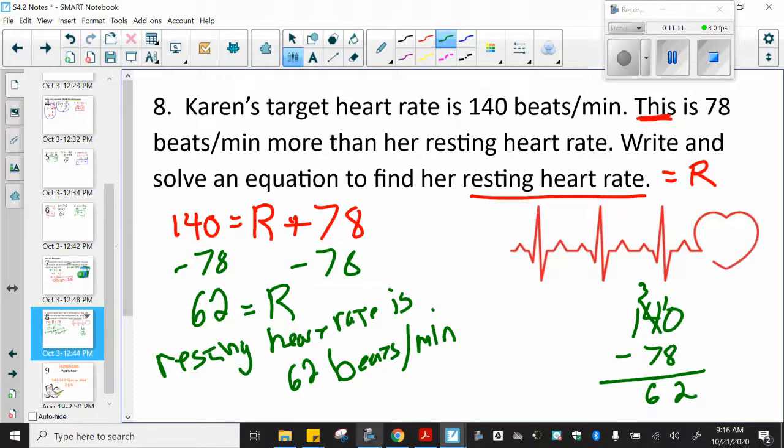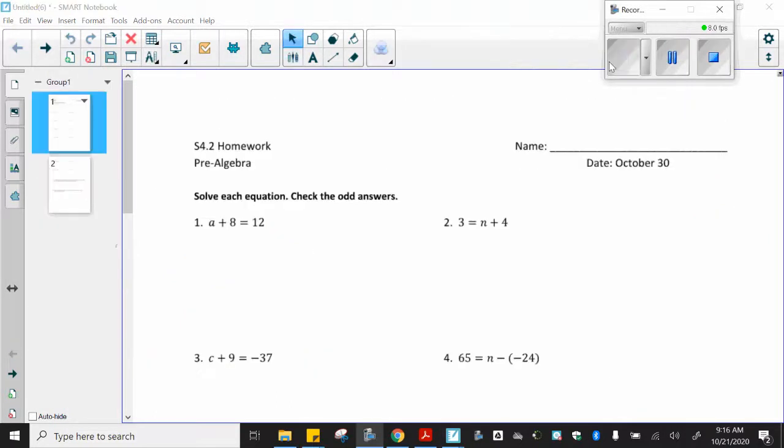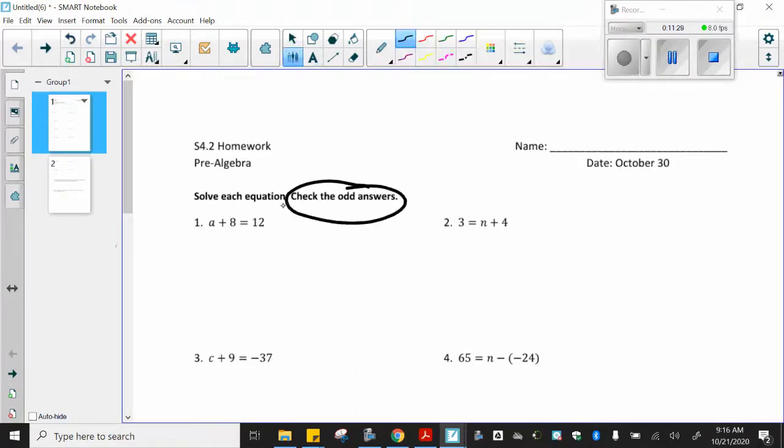All right, let's take a look at the homework here. All right, here's our homework. S4.2 homework. We have 2 sides to the page now. These are pretty easy. They're pretty fast. We are going to solve. Remember, we're going to check the odd answers, just like on the notes. Odd answers are on the left side of the page, so 1, 3, 5, 7, 9, and it ends in those.